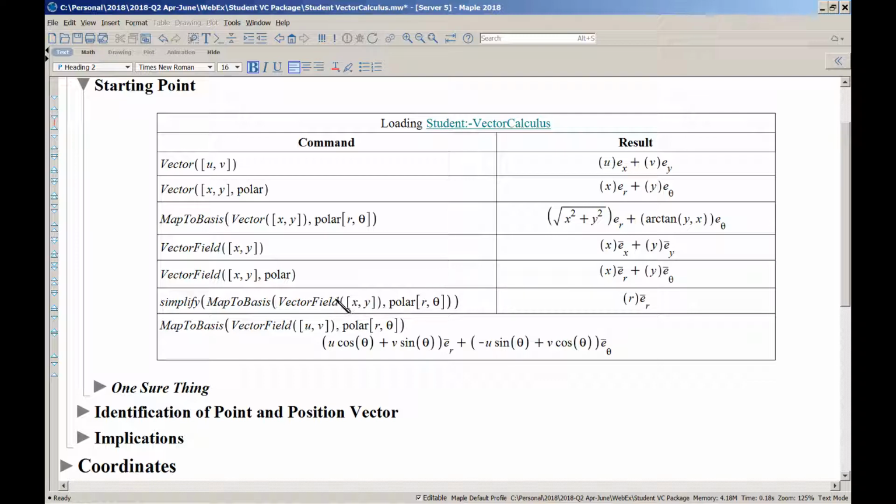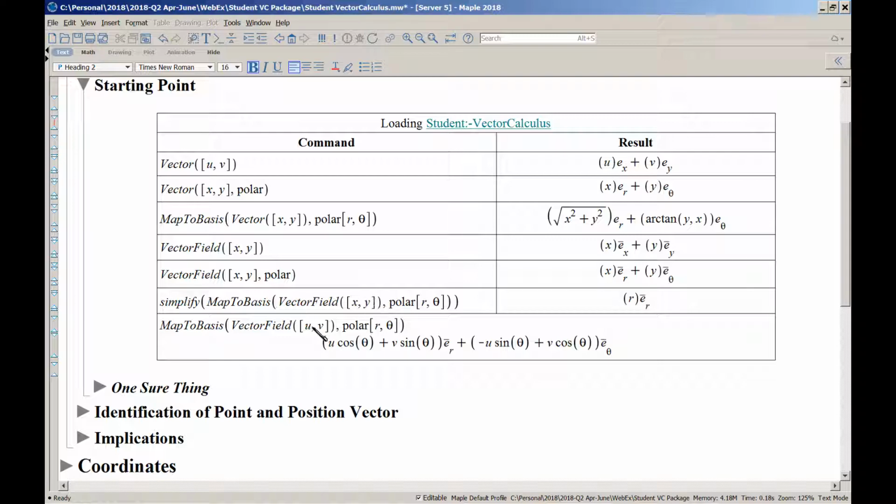Let's try this. Let's take a vector field that's clearly Cartesian, x y, and send it over to its polar representation. Now you get just e sub r bar and r in front of it. What happened there? Well, if you think really, really carefully, you realize this is a radial field. The x y is actually a radial field. And so over in polar coordinates, you have a radial field. That means Maple must know something about these letters x and y.